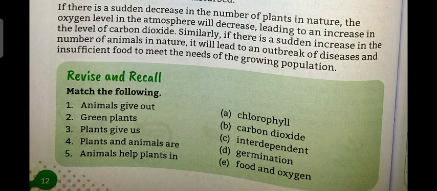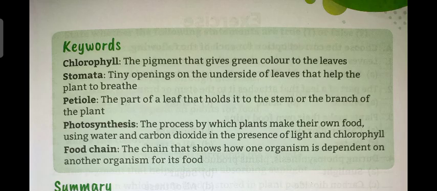Revise and recall. A match is given here. You can do it easily. Some keywords are given here. Chlorophyll, that is the pigment present in leaves. Stomata, that is the opening of the leaves. Petiole, the part of a leaf by which it connects to the branch. Photosynthesis, that is the process of food making of plants. Food chain, which shows the dependence between animals and plants.